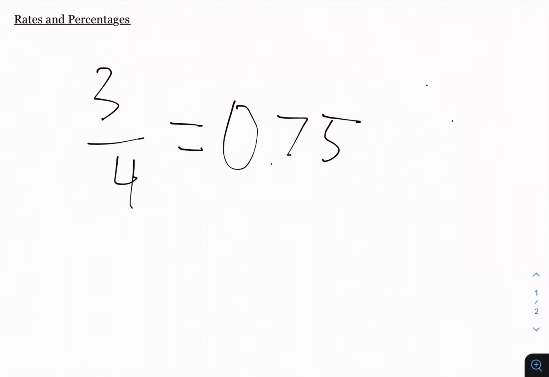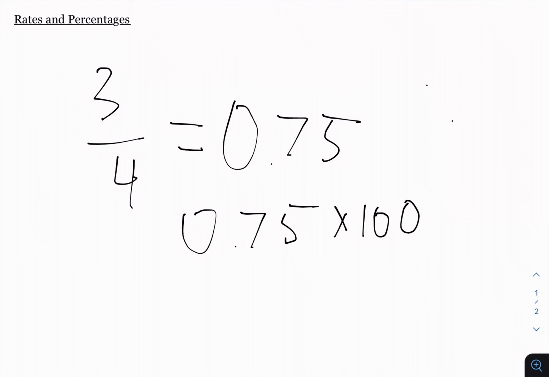An example of this would be 3/4 as a percentage, which is basically 3/4 times 100. 3/4 is also 0.75, right? 0.75 times 100. That's just 75%.